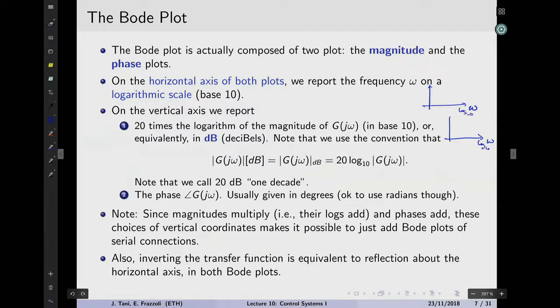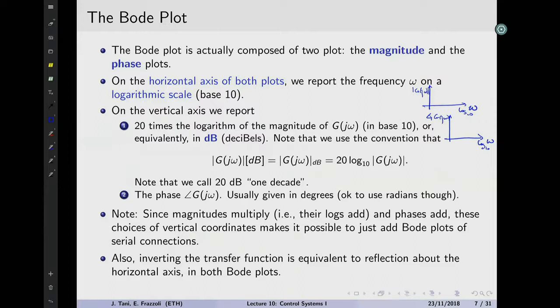And on the y-axis, on the first graph, we represent the magnitude of the frequency response, and on the y-axis of the second plot, its phase. Only that we do not represent the magnitude directly, but we use a weird, let's say, function of the magnitude. That is the so-called decibels.